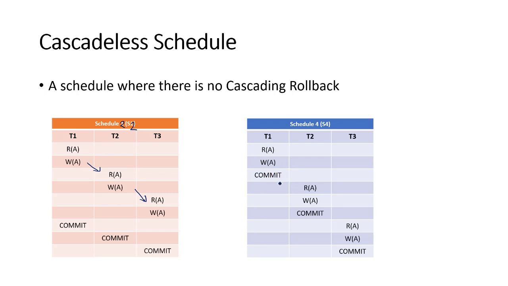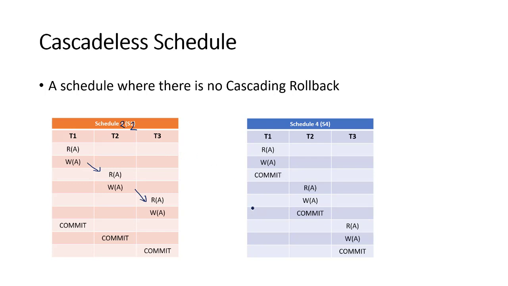So here it will move the database into a permanent state. Then T2 will read the data item, but it is already committed, so it is not a dirty read. Then T2 will write the data item and it will commit. So when T3 is performing the read operation, it is not a dirty read because T2 has already committed.